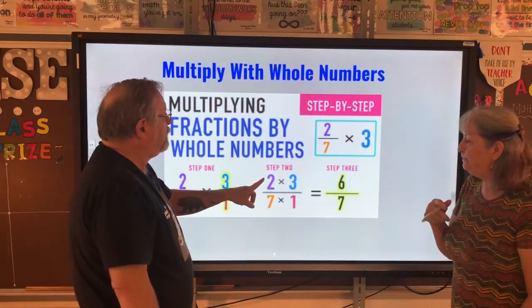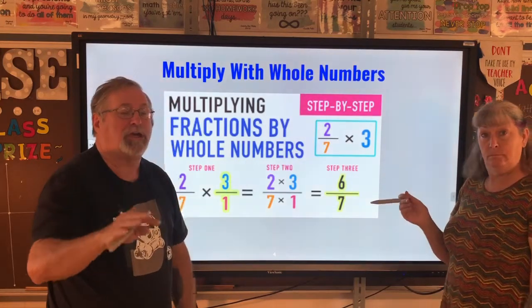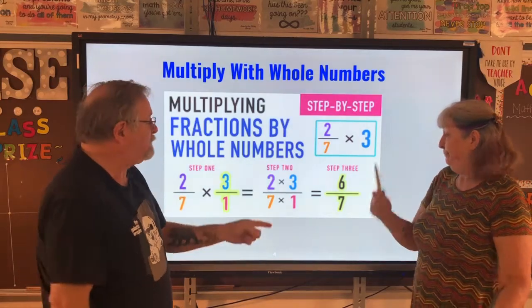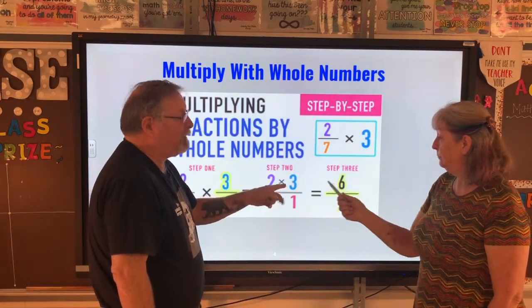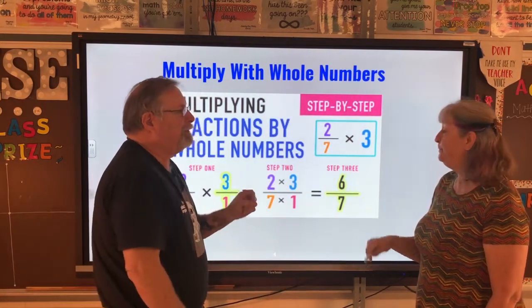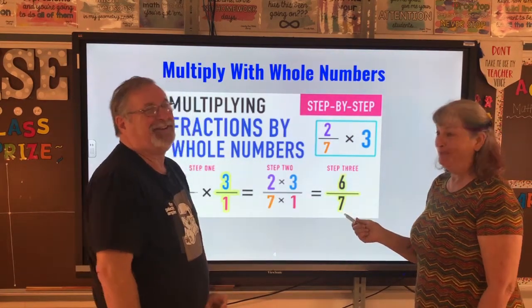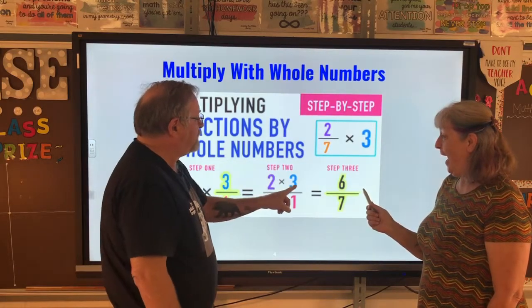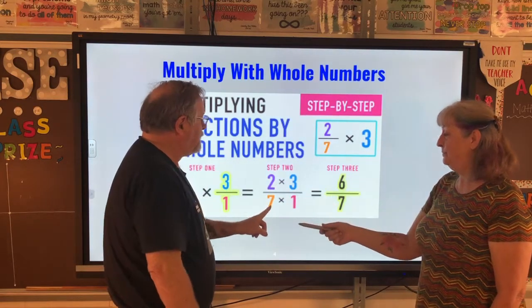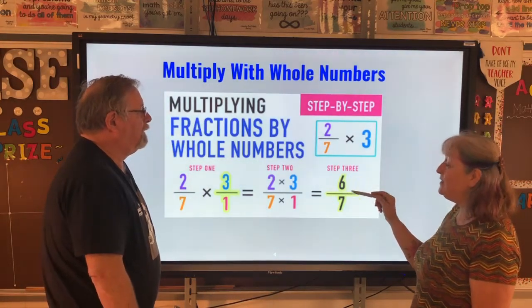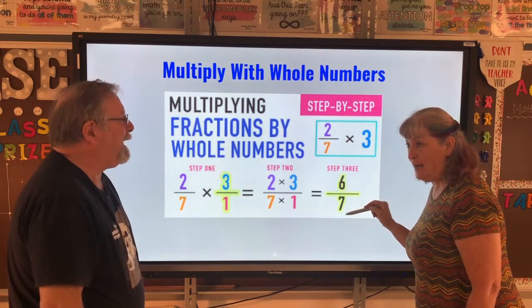Okay, so here's step 2. This is multiplication of fractions. So all we're going to do is multiply the top by the top, the numerators, and the bottoms by the bottoms, the denominators. And so 2 times 3 is 6, and 7 times 1 is 7. And we know it's in lowest terms because these are number neighbors.